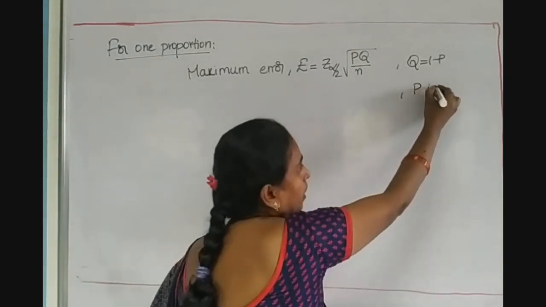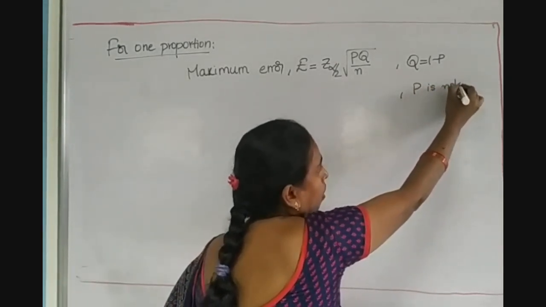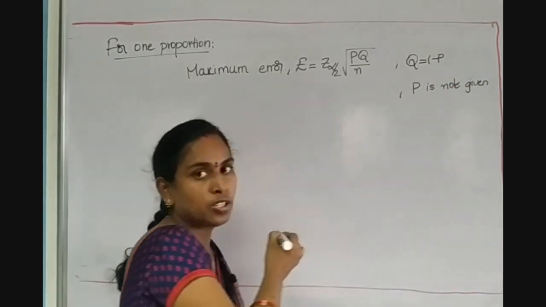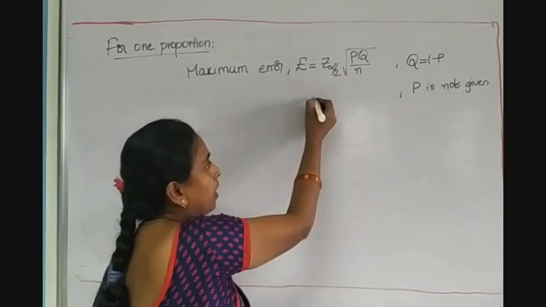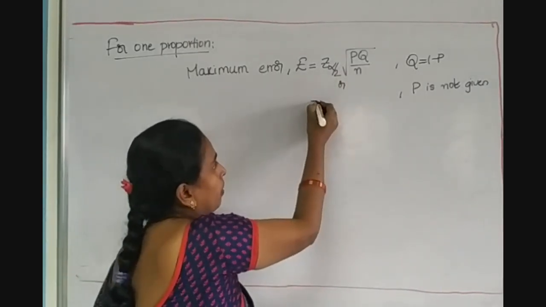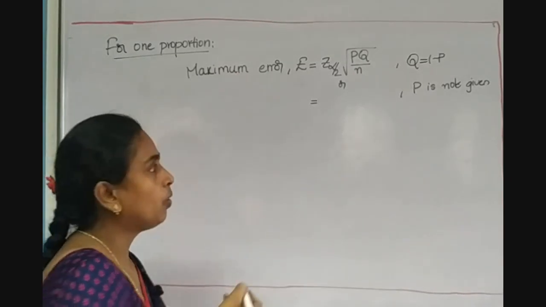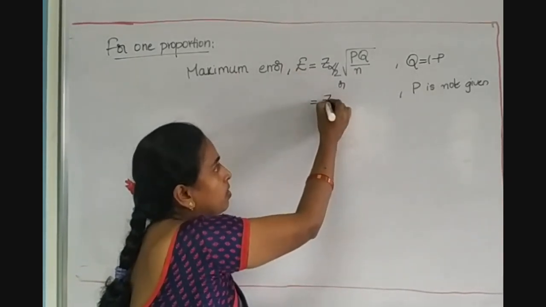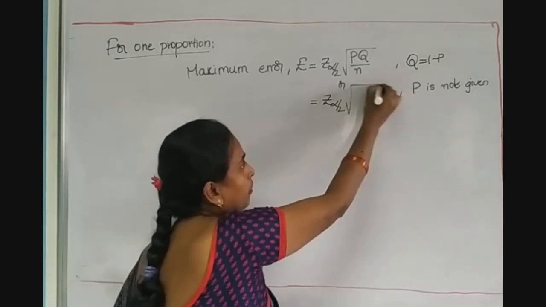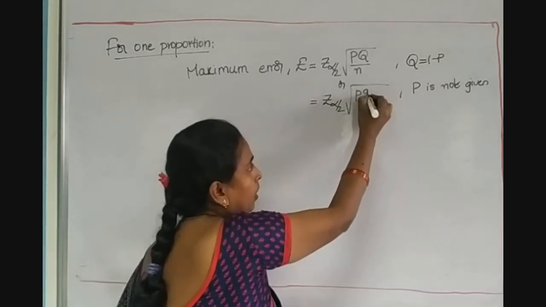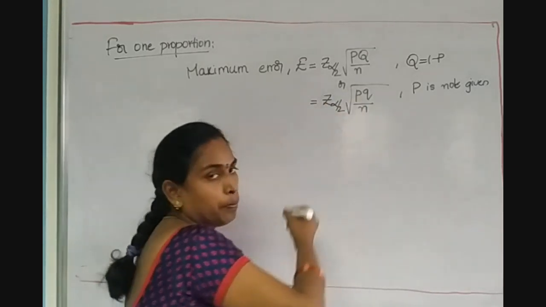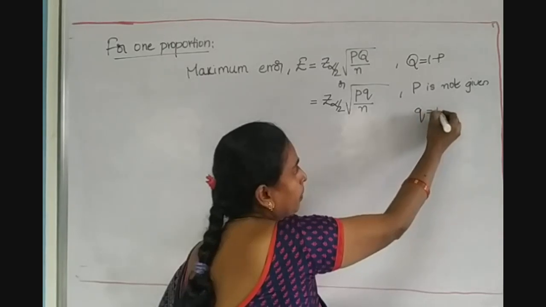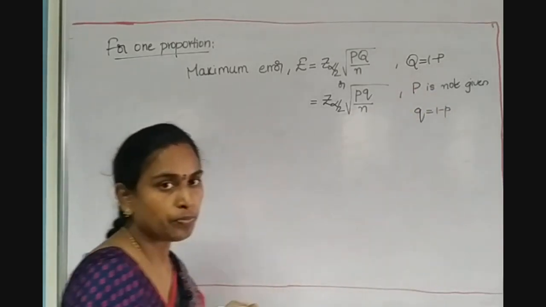Suppose capital P is not known or not given, that is, the population proportion is not given, then the maximum error can be found by using the formula E equal to Z alpha by 2 into square root of small p into small q by n. So here small q is nothing but 1 minus small p.